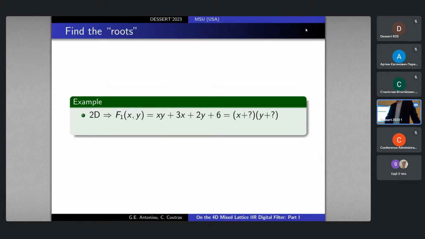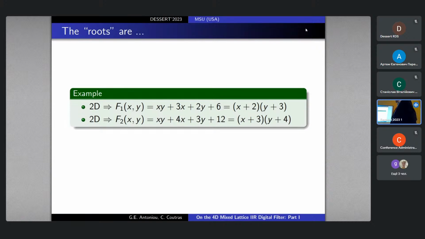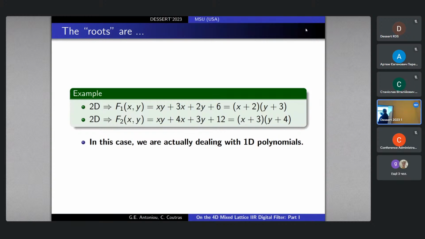Okay, so for example, this: 2x plus 2y plus 6. And this is 4x plus 3y plus 12. Those have roots, but those actually are not 2D polynomials, they are 1D polynomials. Because this is x plus 2, y plus 3, which are 1D. So therefore, we can apply what we know.